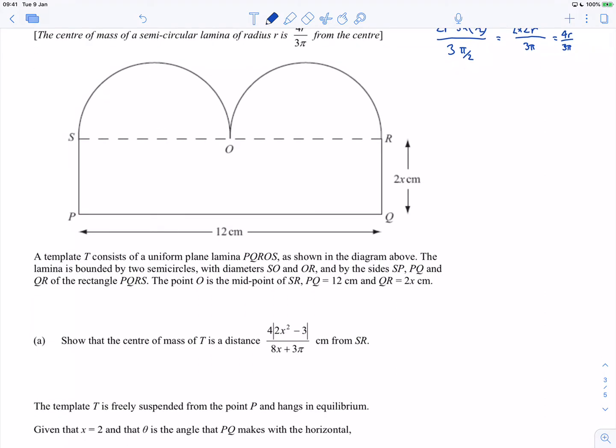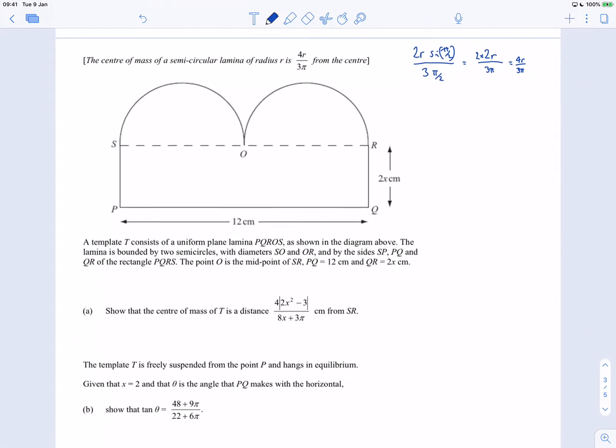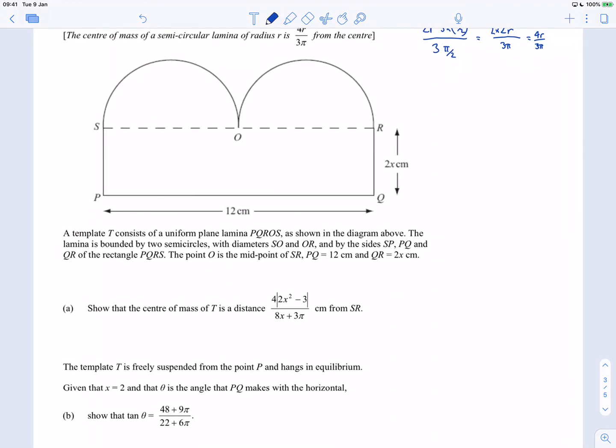Right, the template consists of a uniform plane lamina PQRS, as shown in the diagram above. The lamina is bounded by two semicircles of diameters SO and OR, and by the sides SP, PQ, and QR of the rectangle PQRS. The point O is the midpoint of SR, and PQ equals 12 and QR equals 2x. Show the centre of mass of T is that from SR. Okay, since SR is the distance we're interested in, I'm going to make SR my reference line to measure the centre of mass from.